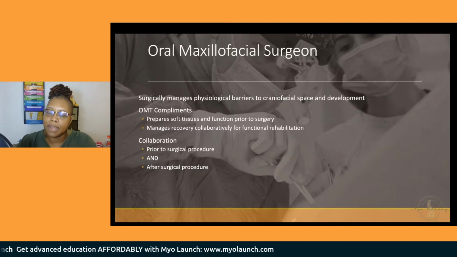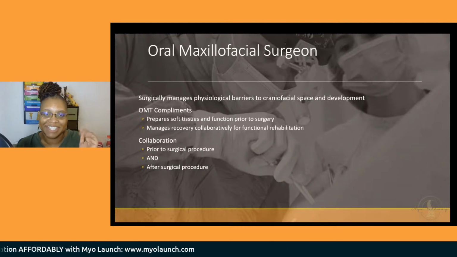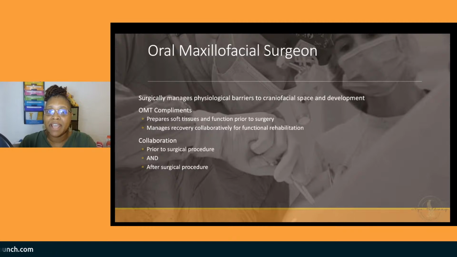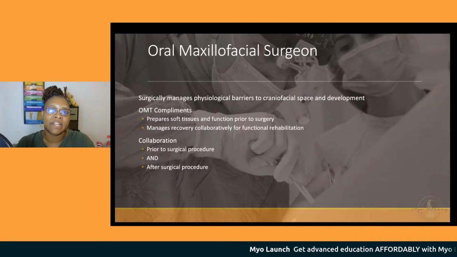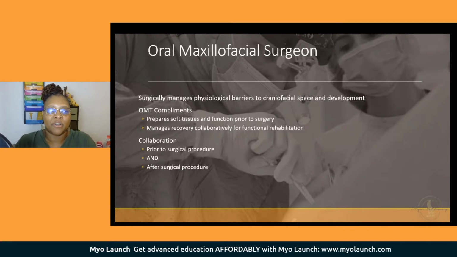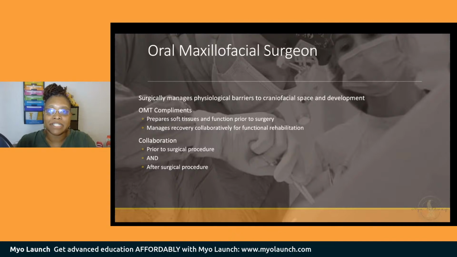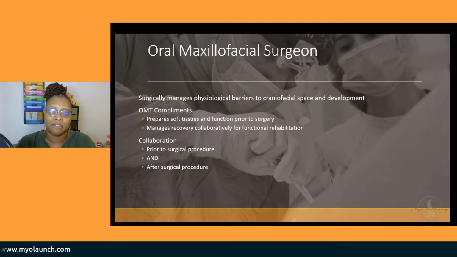Our collaboration with oral maxillofacial surgeons is always prior to a surgery, if we can, if they come to you. Sometimes they don't come to you till after. Sometimes the oral surgeon already has them scheduled, and then their office calls back and reminds the patient, okay, your surgery is coming up in 10 days, we're confirming. Your surgery is coming up in 7 days, we're confirming. Did you reach out to your myofunctional therapist? Have you been working with your myofunctional therapist?